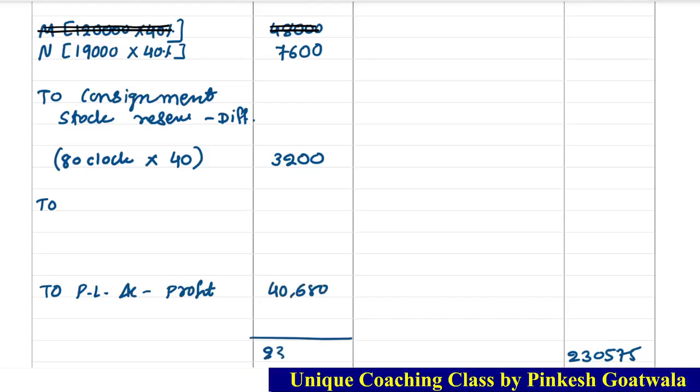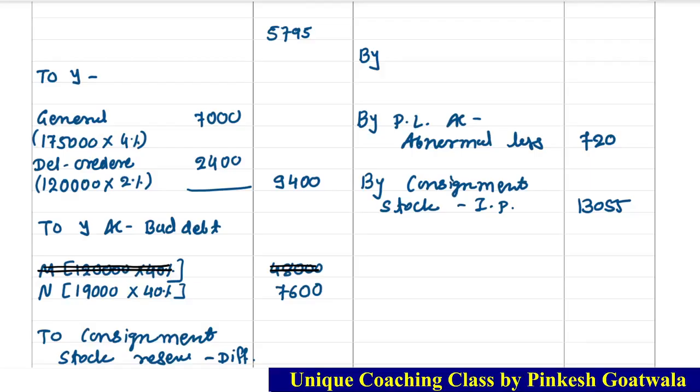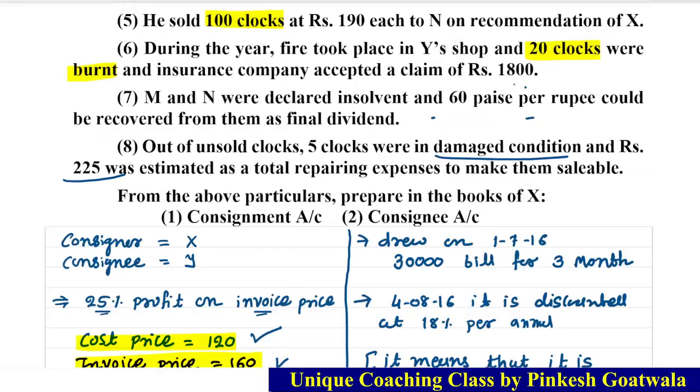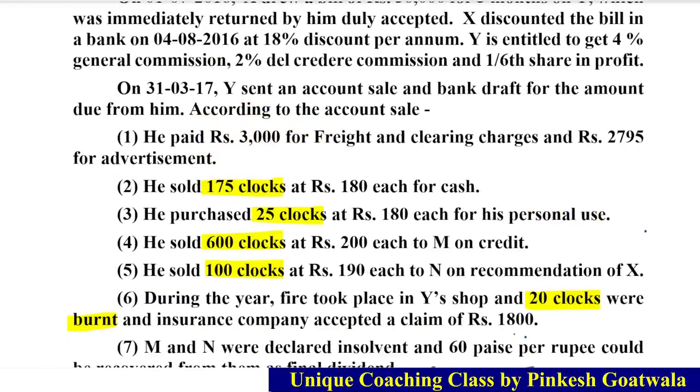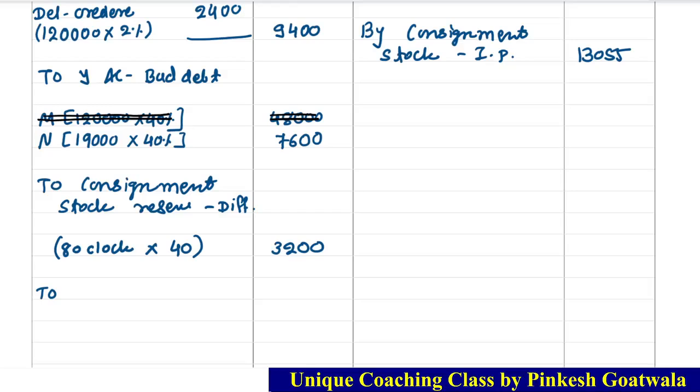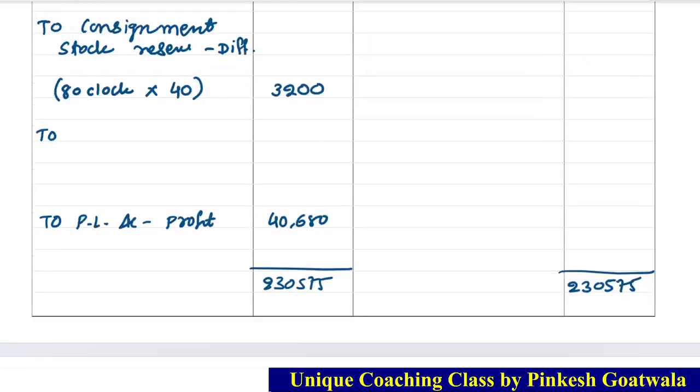40,680. But remember, in this question one more point remaining. What's that? Here they told, Y is entitled to get 4% general commission, 2% delegate commission and 1/6 share in a profit. Okay, profit માં એને શું આપવાનો છે? Share આપવાનો છે. So here we get profit 40,680. So here we have to give share in a profit to him also.